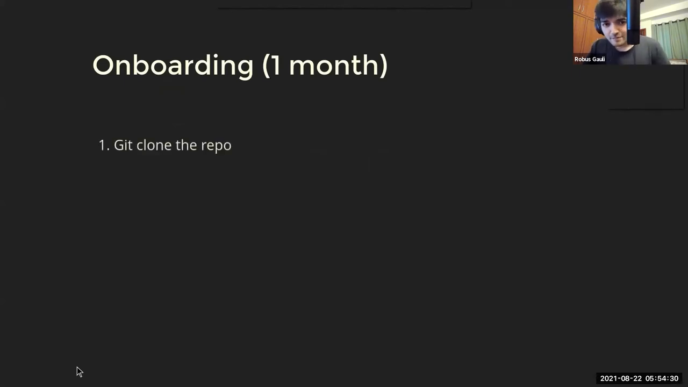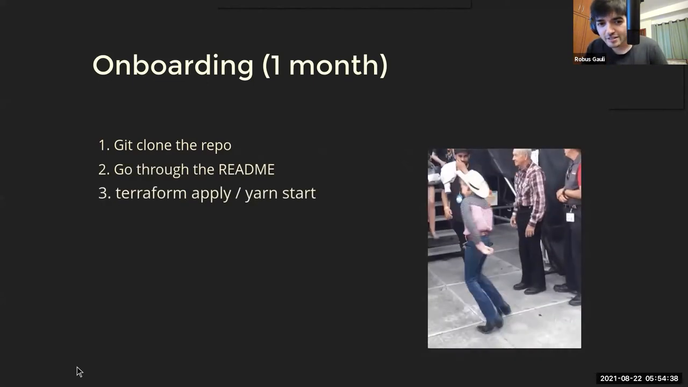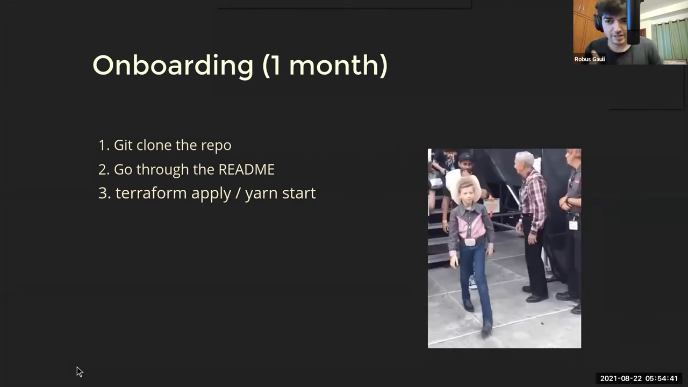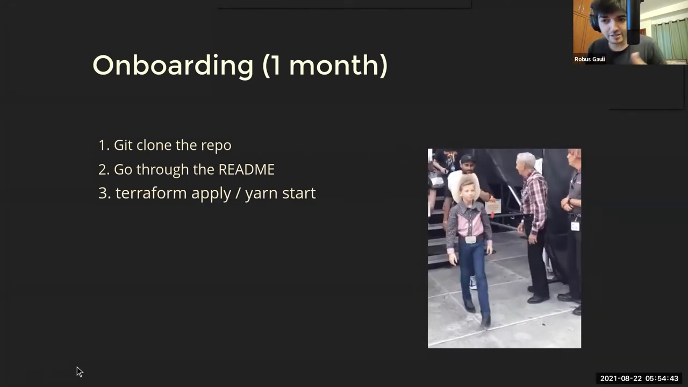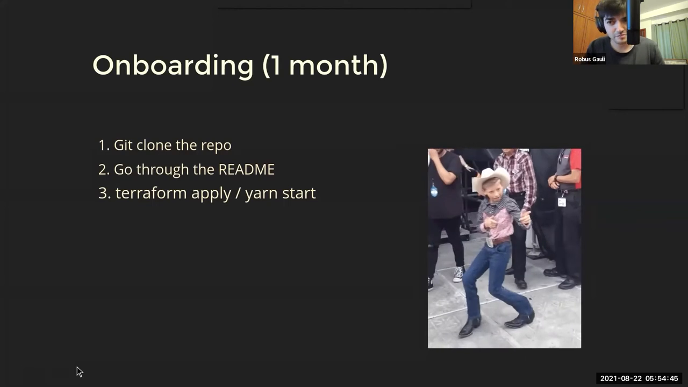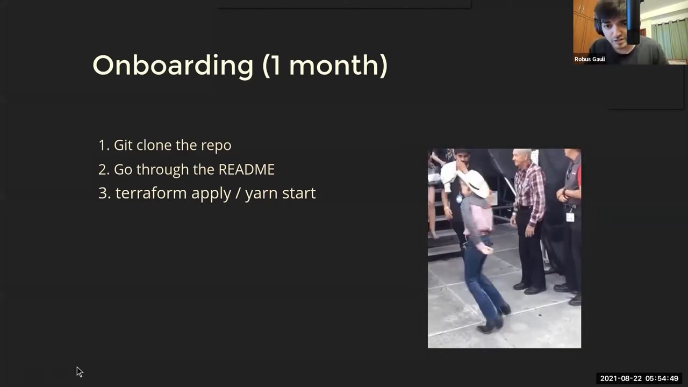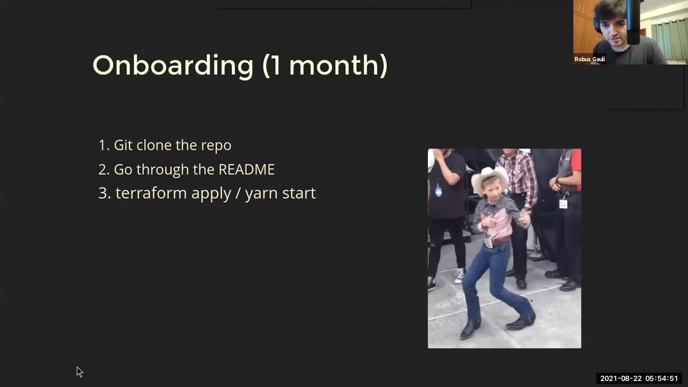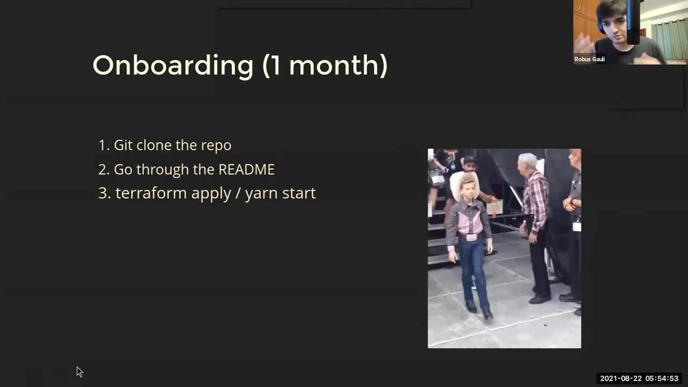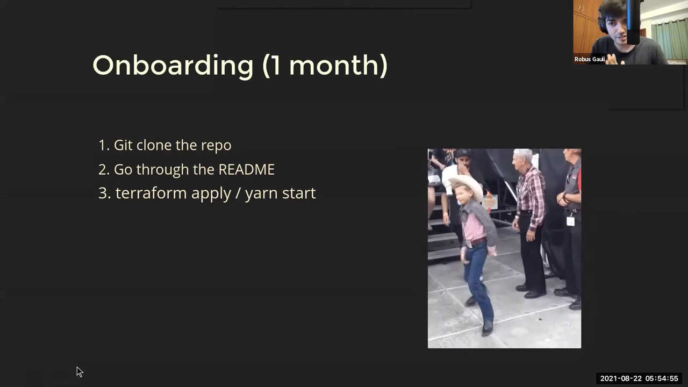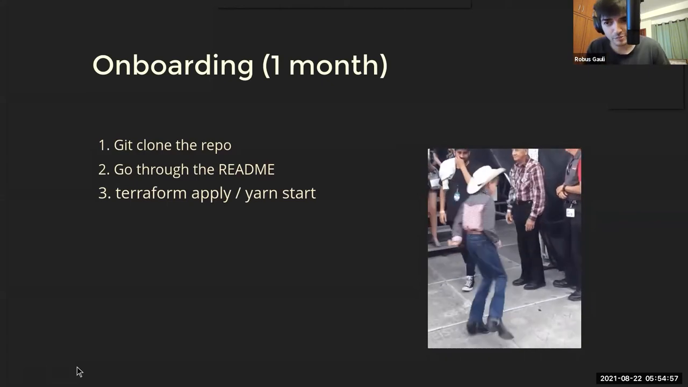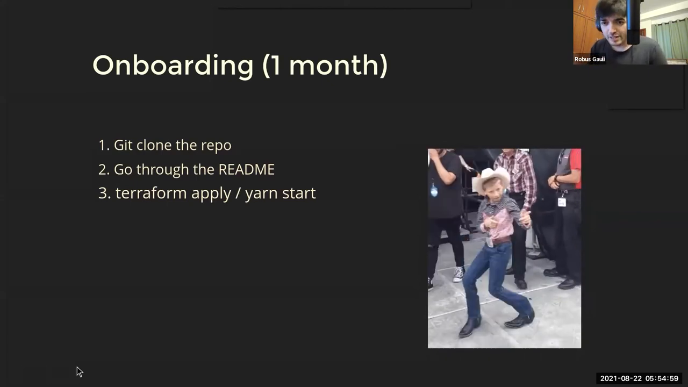You git clone the repo, right? You ask them to git clone the repo, go through the readme, and run the build command. It could be terraform apply or it could be yarn start, depending upon the project. If it's a web application, it could be yarn build, yarn start, npm run start, what have you. And if it's the infrastructure side of things, it could be a script, a shell script, terraform apply or anything like that. It does not matter. So it looks good, right?